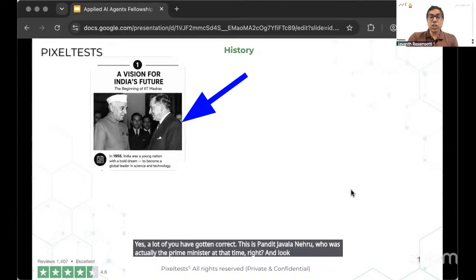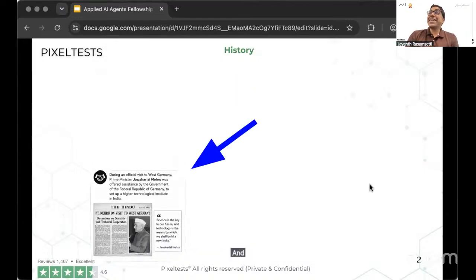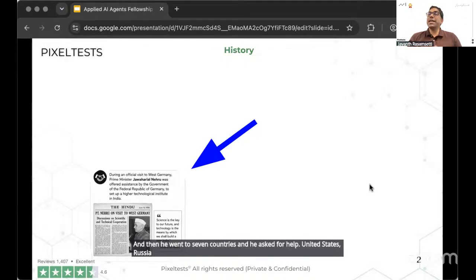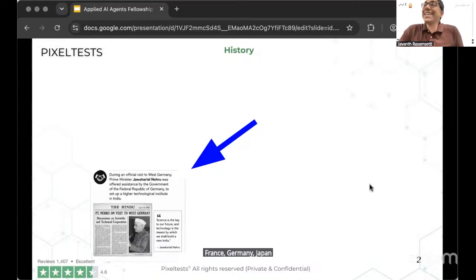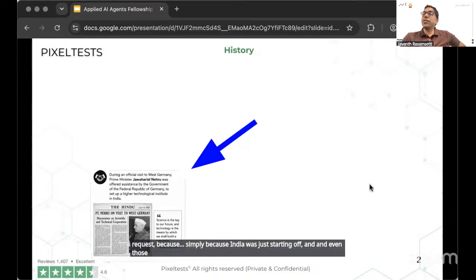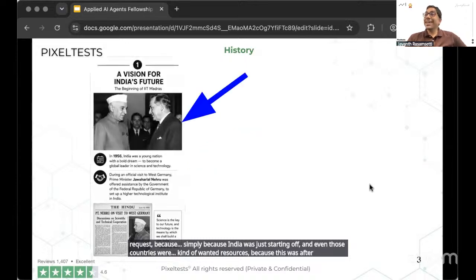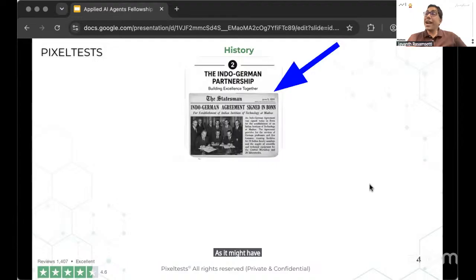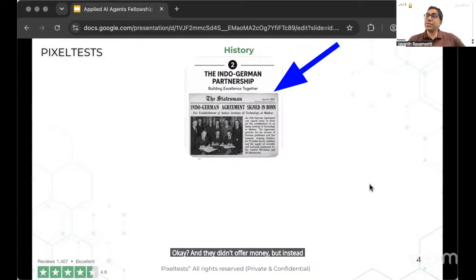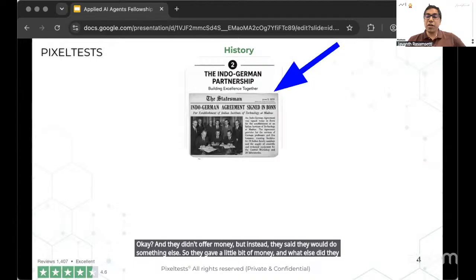And look at his determination. He was very committed to making sure India reaches the top of the world. He went to seven countries and asked for help. The United States, Russia, France, Germany, Japan, and the other countries rejected his request, simply because India was just starting off, and even those countries wanted resources after the World War. But luckily, one country came back to him and said, "We will help you," and that was West Germany. They didn't offer only money. They gave a little bit of money, and what else did they do? Type in the chat box what they would have offered.